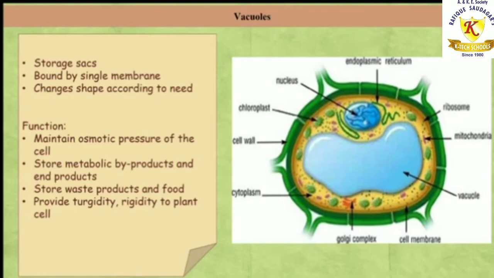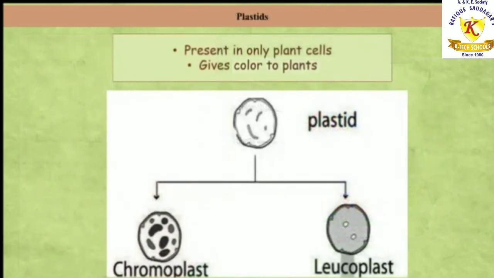Now let's see the next one. Plastids. Now children, tell me, why are plant leaves green and flowers red, yellow, orange or blue? The organelle which gives such colors is present only in the plant cell and it is called plastids. They have double membrane and they are of two types, chromoplast and leucoplast. Chromoplast means colored plastids, whereas leucoplast means white or colorless plastids.